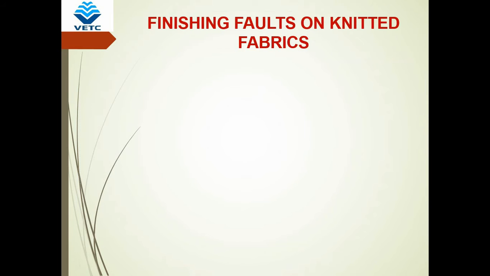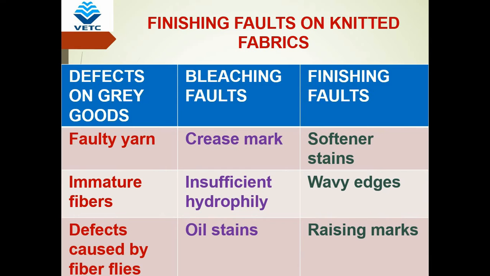Let's have a look at what we have learned. At first, we have defects on ragged. We have faulty yarn, immature fibers, and defects caused by fiber flies. The second one is bleaching faults with crease mark, insufficient hydrophily, and oil stains. And the last, we have finishing faults with softener stains, wavy edge, and raising marks.